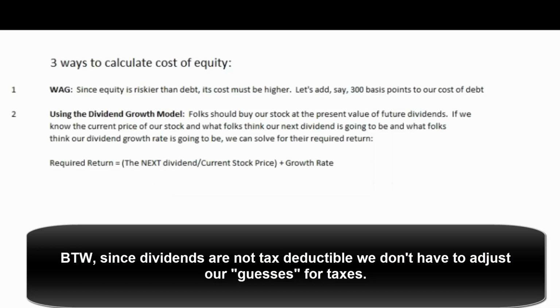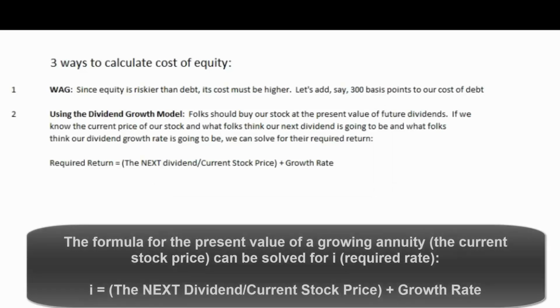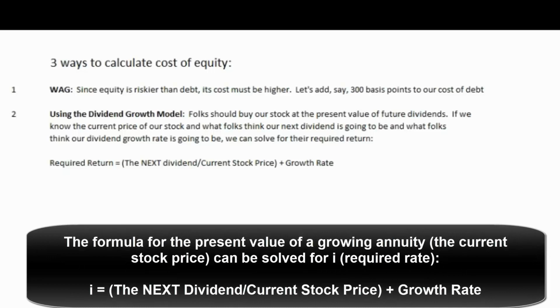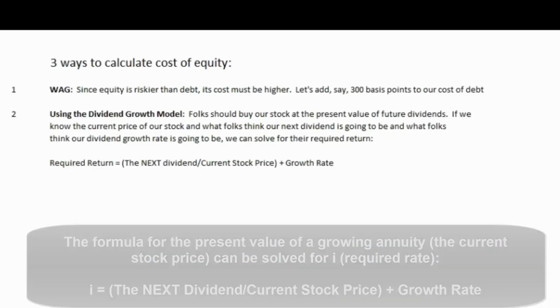A more scientific way is to say that the price people should pay for our stock is the present value of the future dividends. Well, if we know what our price is, and we know what we think people think our next dividend is going to be, and we think we know what our dividend growth rate is going to be, 1% or 2% a year, we can use algebra and solve for the required return. In other words, solve for the discount rate that our shareholders allegedly use when they buy our shares.